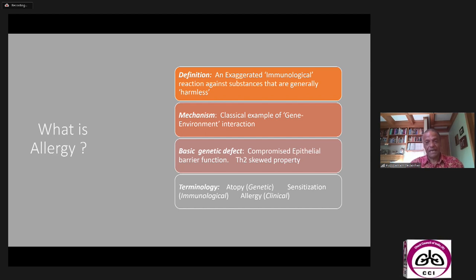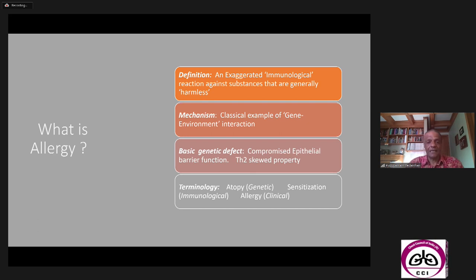The definition shows that it is an exaggerated immunological reaction. Exaggerated means, say, towards substances that are generally harmless to most of us. We don't even take notice of it. Who is going to look at dust mite? Who is going to look at pollens? We don't even pay attention to these things. But people who have an allergic problem, who have specific IgE against these apparently harmless substances, have significant reactions, and they are very much aware of it.